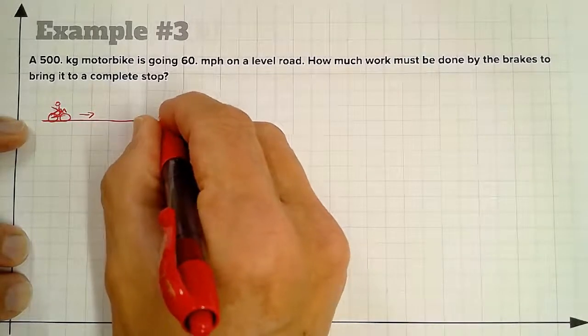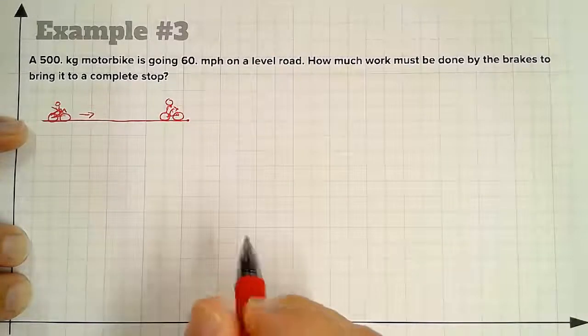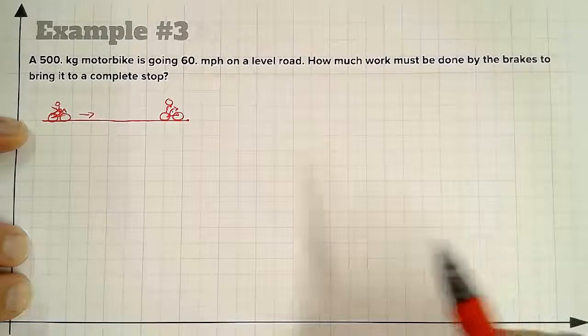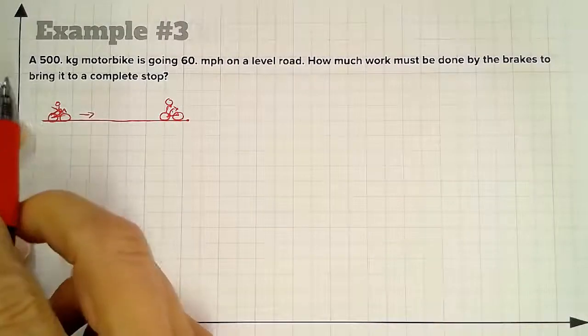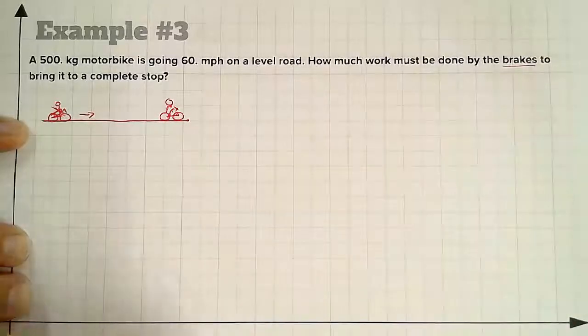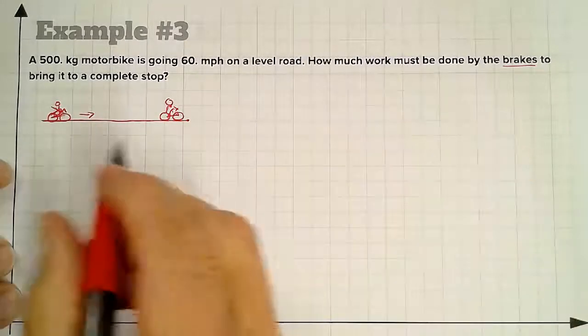So the first question we ask is, where did the energy go? It had kinetic energy, but it came to a stop, so the kinetic energy was gone. Okay? So something removed mechanical energy from the system, and the answer is, it was the brakes. They converted the energy to heat. All right, and we got to find out how much work is done by the brakes.